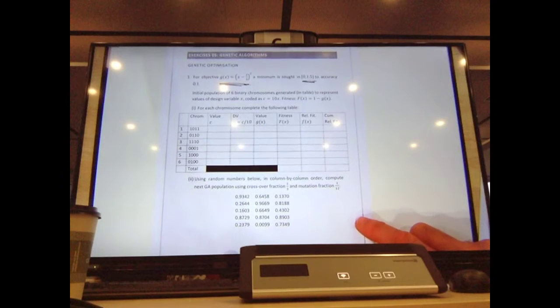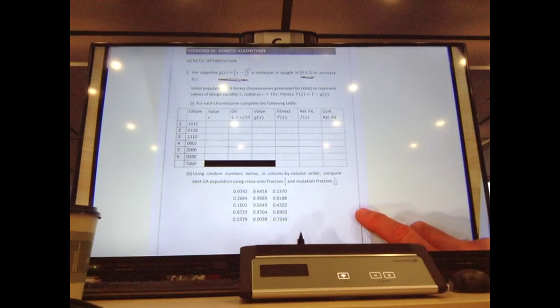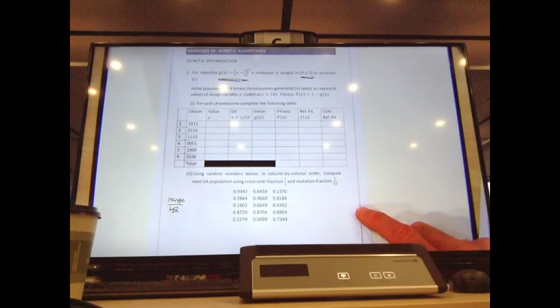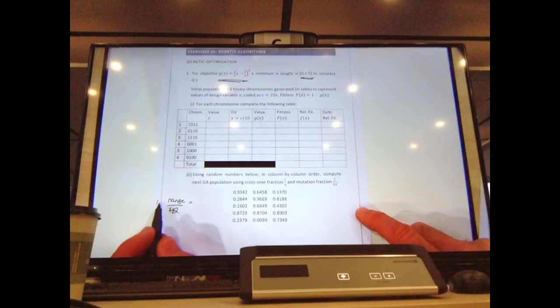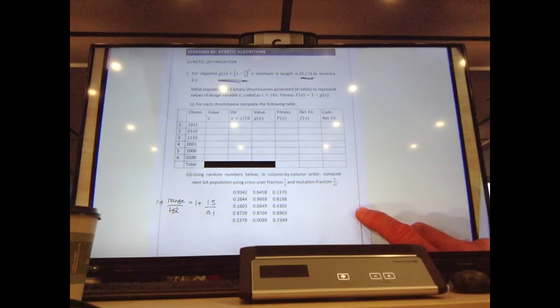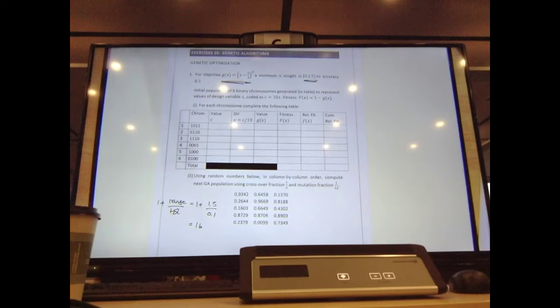So, in order to ensure that you've got a chromosome which will be sufficiently refined, you need to look at the range divided by the tolerance and add 1. So that's 1 plus the range, which is 1.5 because you're going from 0 to 1.5, and the tolerance is 0.1. So that gives you 16. So that means you have 16 possible values of the design variable you need to accommodate.